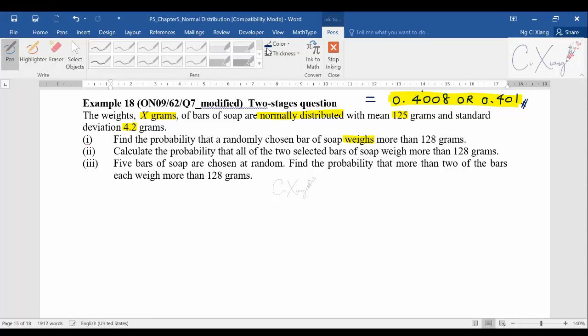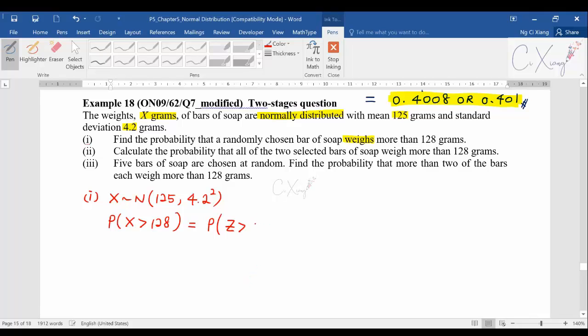Therefore, originally, again, it is normal distribution. So I will just write X is normally distributed. What is the mean? 125. Standard deviation is 4.2, and then you square it. For this particular question, you want to find X greater than 128. So no need to do any continuity correction because originally it is already normal. Then change it to Z straight away.